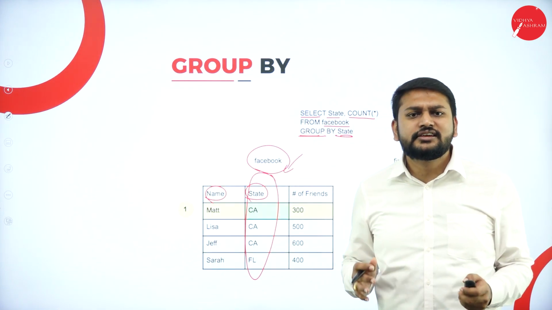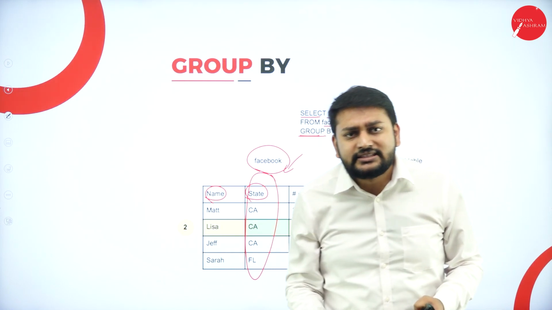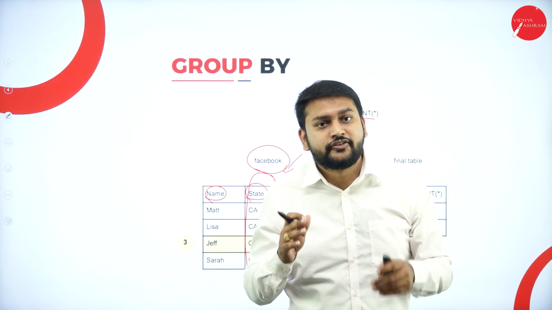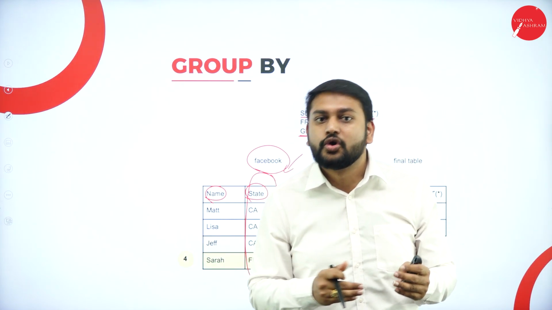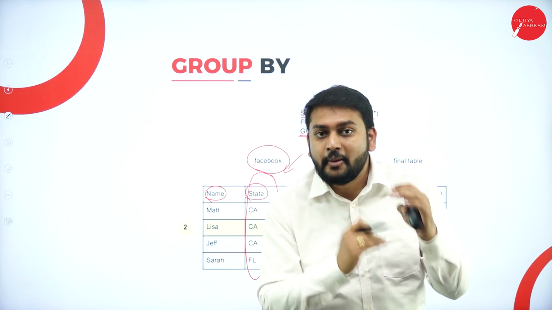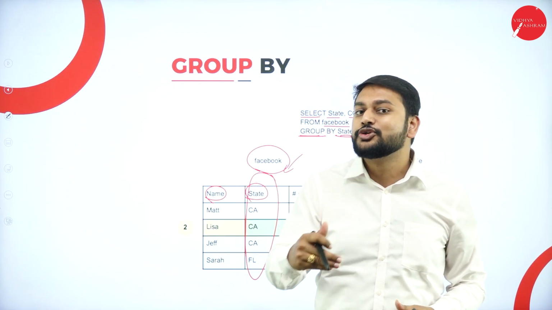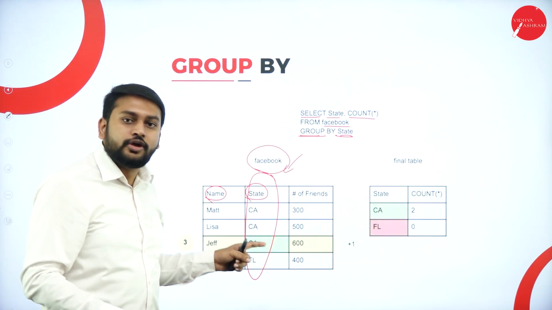If you have, for example, imagine place is one of the columns that I have. People are coming from different places like Mysuru, Bangalore, Mangalore. You need to know how many people are coming from Mysuru. Group by place. For Mysuru, you will have 10 people. For Bangalore, you will have 5 people. Like this, you will use group by in order to group the elements in the columns.